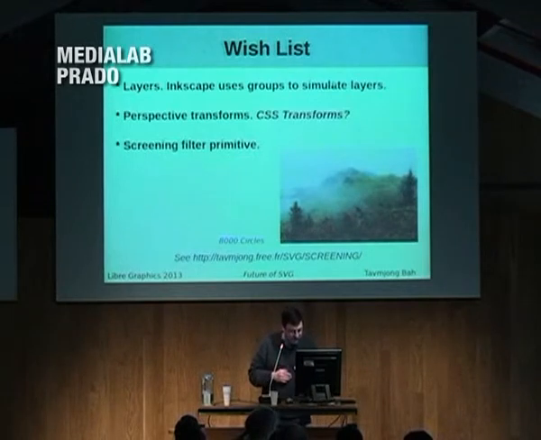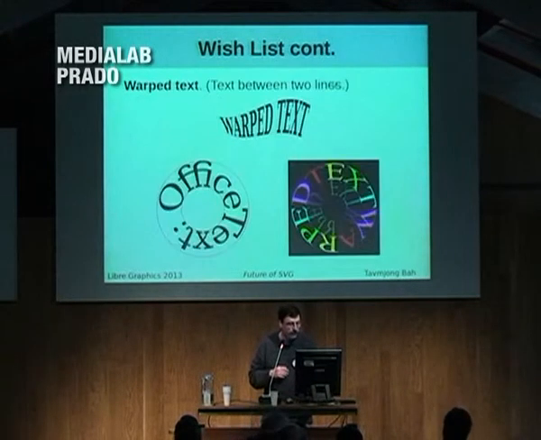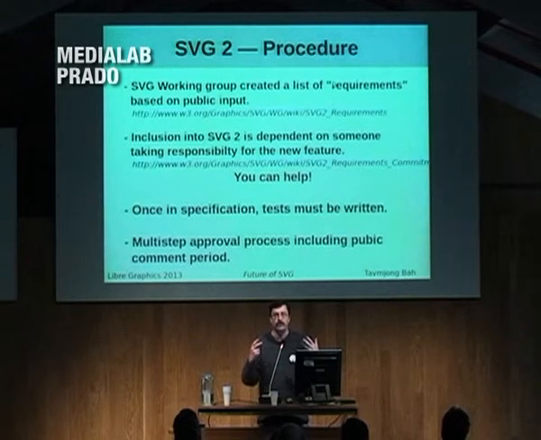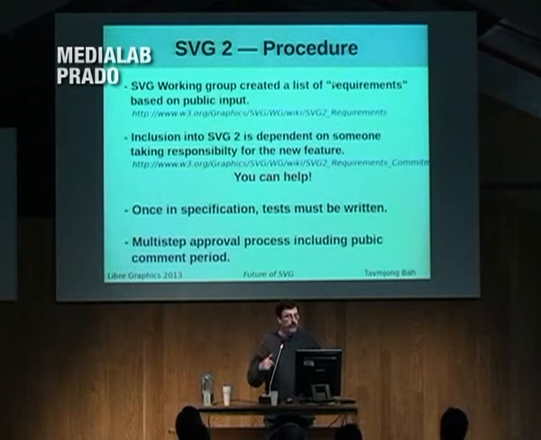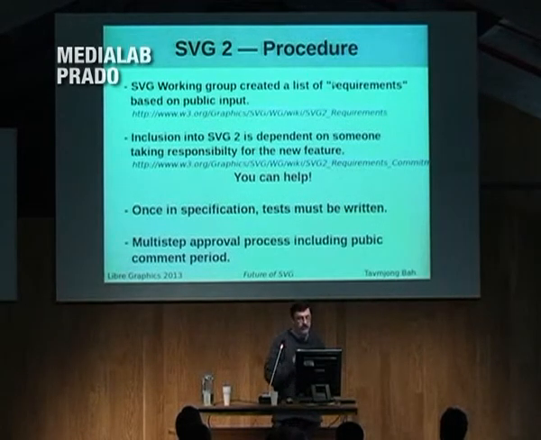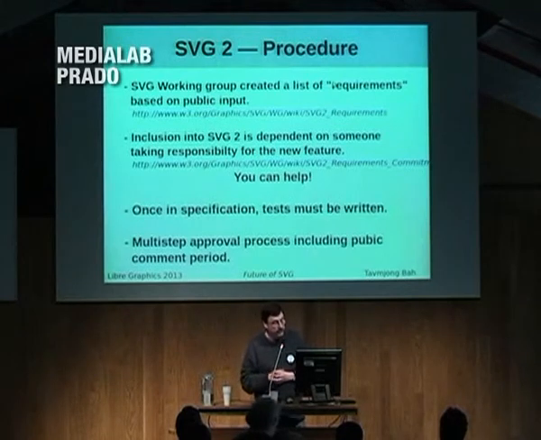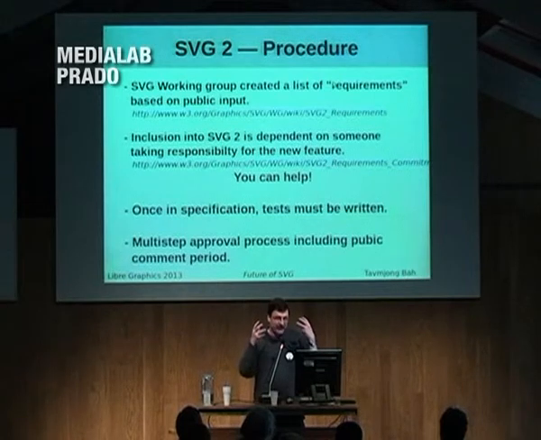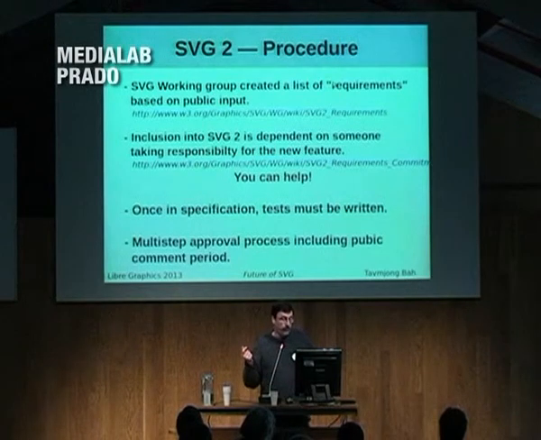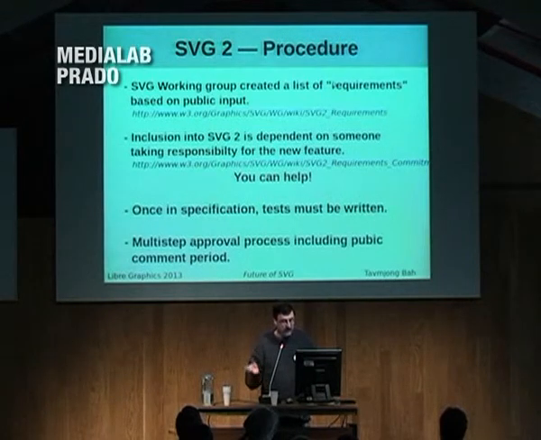There are a few other things I'm going to skip, because I want to get to how the SVG process works. The SVG Working Group has created a list of requirements based on public input. The inclusion into the SVG 2 specification is dependent on someone in the group taking responsibility for that feature. And sometimes you can help, even if you're not a member of the group; if you document exactly what you want and do a little work, it'd be very helpful. Once it's in the specification, tests must be written. Then there's a multi-step approval process to get it actually released.